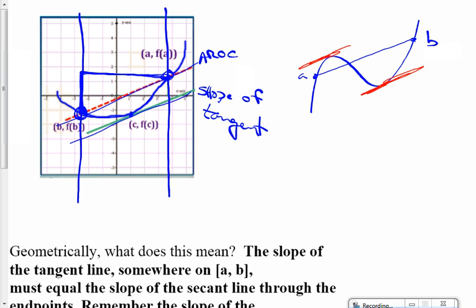Okay, so the point of today: understand what the mean value theorem is. You're starting to get a picture? What does it tell us about the function, and how are we going to use it? Okay.